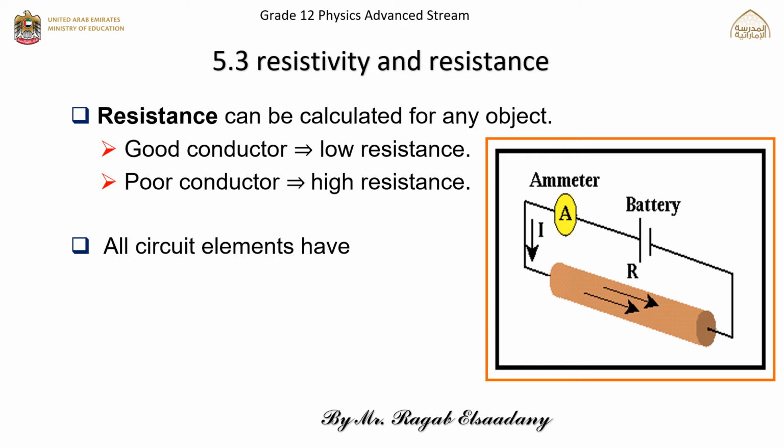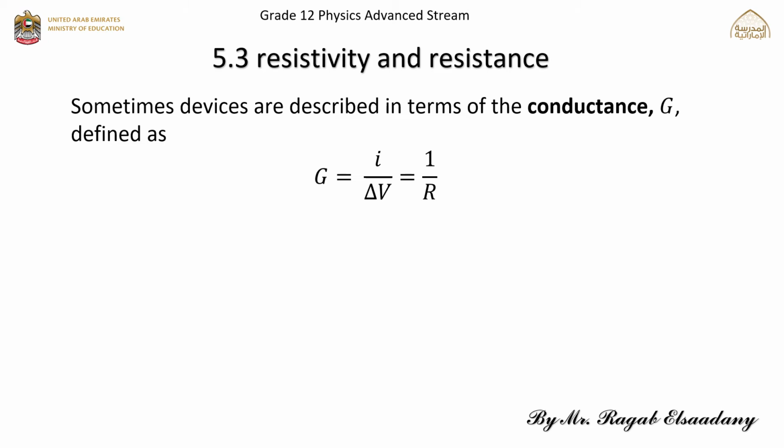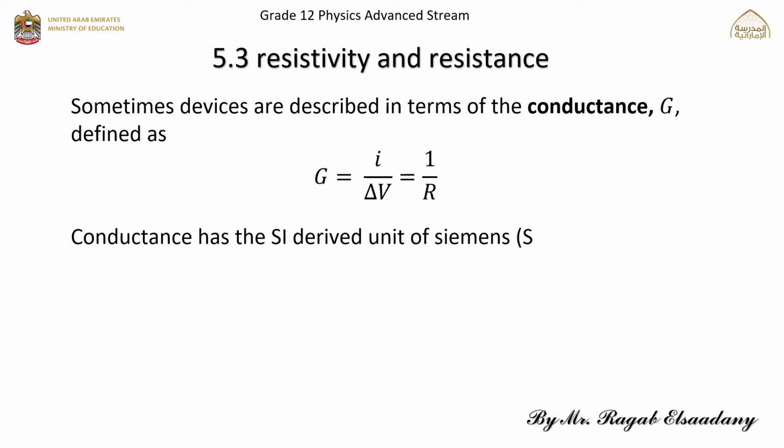All circuit elements have some resistance. The resistance of connecting wire leads is considered negligible. Sometimes devices are described in terms of conductance G, defined as G equals I divided by delta V, equals the inverse of R. Conductance has the SI derived unit of siemens, capital S, and 1 siemens equals ampere per volt equals ohm to the power minus 1.